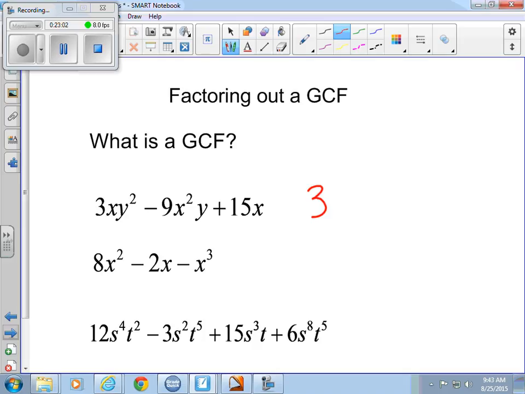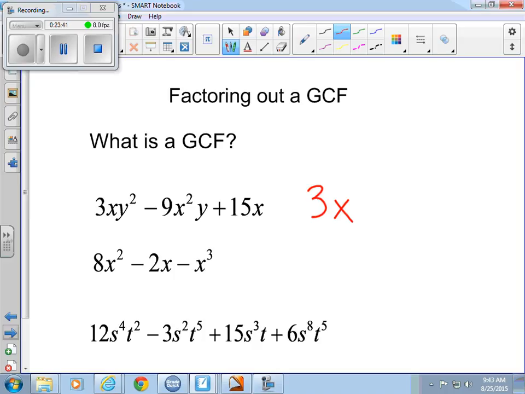What about x's? Do they have any x's? Do they all 3 have the same, what do they have? You're right. They all 3 have how many x's? 1. Why can't I do 2? Because 15 doesn't have 2. Do they have y's in common? No. Doesn't 9 have 2? It does, but they don't all have 2. So for common, they have to all have it. So they all have a 3. They all have 1 x.